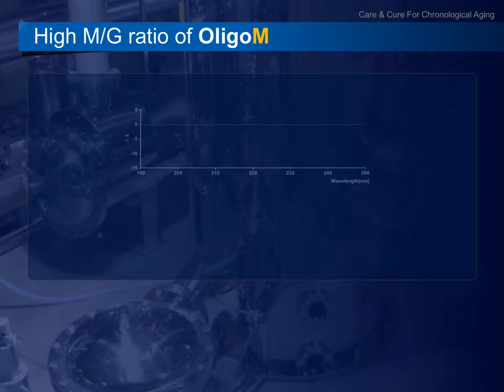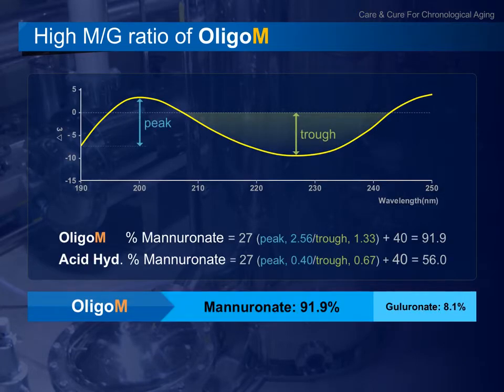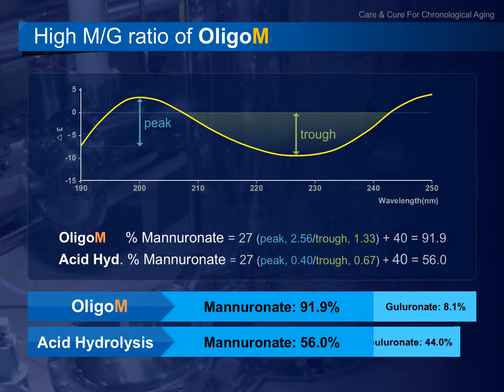In terms of M to G ratio, our OligoM contains 91.9% manuronate and 8.1% glucuronate at a ratio of 11.3, while acid hydrolyzed alginate oligosaccharide contains 56% manuronate and 44% glucuronate at a ratio of 1.19.